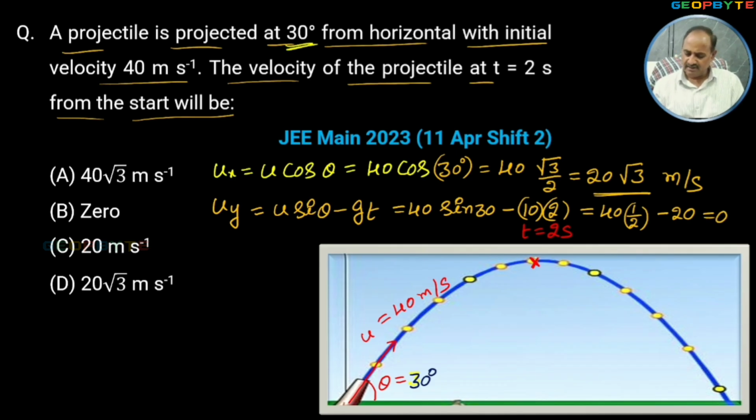No vertical component of velocity means exactly that it is at the highest point. At the highest point, there is no vertical component of velocity. This is the maximum height traveled by the particle.